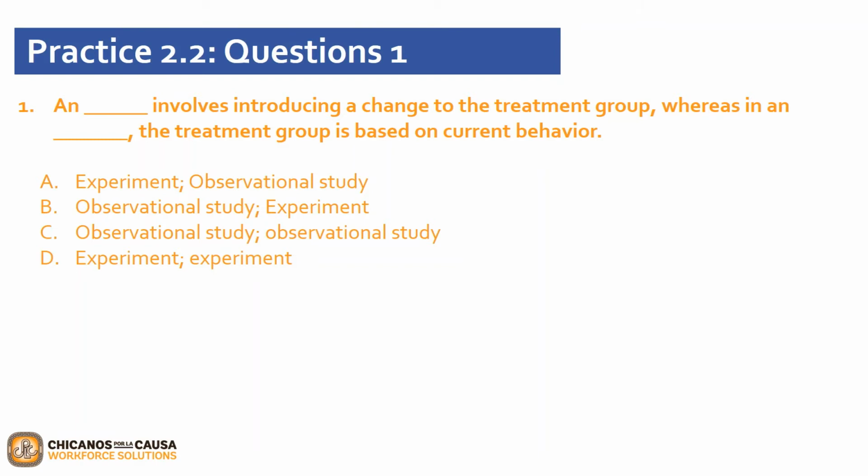We have option A, which is experiment as the first answer and observational study as the second answer. Option B states observational study is the first answer and experiment is the second answer. C, observational study is the first answer for the fill in the blank, and observational study is also the answer for the second blank. And lastly, D, experiment as the first answer and experiment as the second answer.